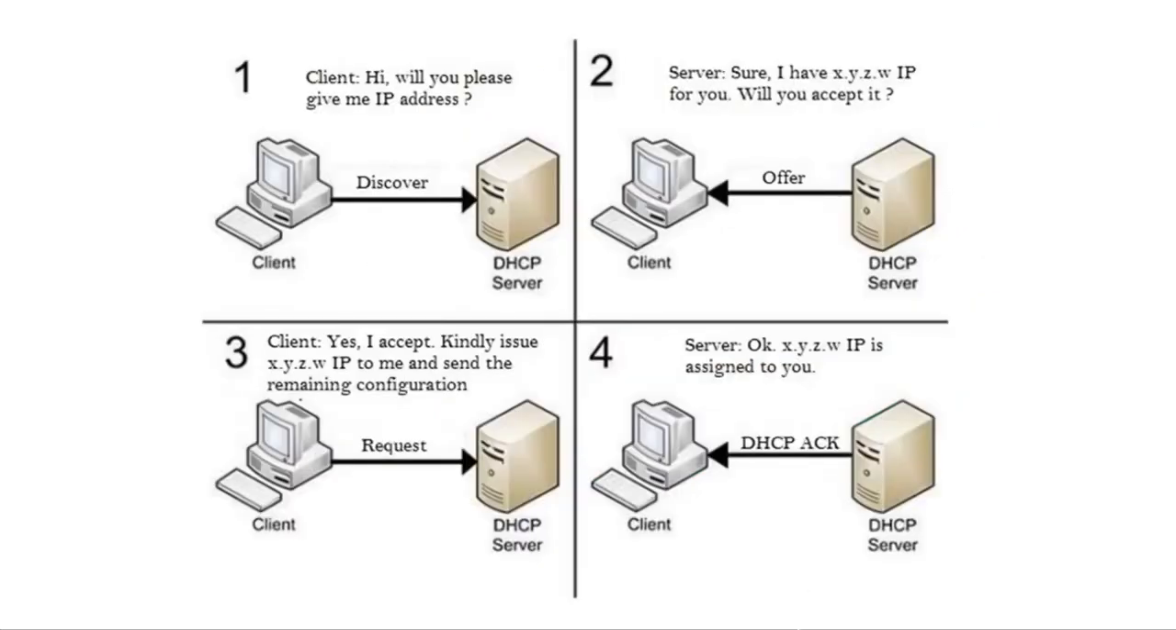Now see this diagram. The first message is the discover message, and this whole process is called the DORA process. This acronym DORA comes from these four messages. So first D is for discover. Now the client is saying, hi, can you give me an IP address? The server is saying that I have this IP address, will you accept it? So this is an offer. Now based on the available offers, the client will say, yes, I accept this offer, kindly issue this IP to me and send the remaining configuration, which I told you about, like default gateway, DNS server and all, right? And then the server will say, okay, this is the IP that has been assigned to you. And this whole process is called the DORA process. I hope you got it.